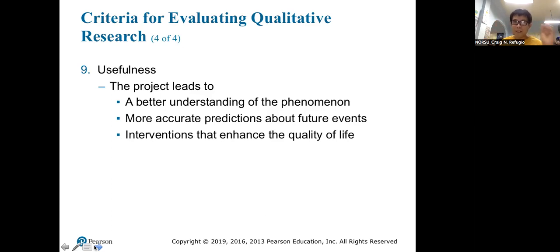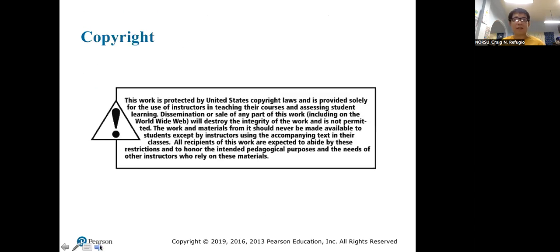Take note: better understanding of the phenomenon, then more accurate predictions about future events, then interventions that enhance the quality of life. And all of these three can be contextualized depending on your research topic or research problem.